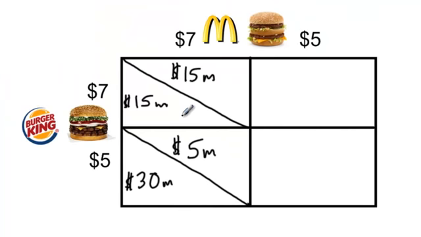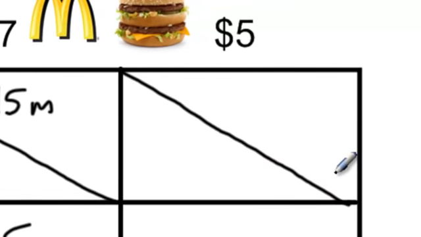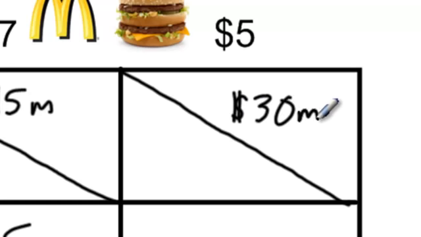Now what if Burger King had kept its price at $7 and McDonald's had lowered its price to $5? Let's look in the upper right hand corner and we'll show the payoffs that the two firms would enjoy if this were the case. Let's assume that the same thing happens when McDonald's lowers its price as did for Burger King when it lowered its price. If McDonald's unilaterally lowers its price, McDonald's can expect its total profits to increase to $30 million at the expense of Burger King, whose profits will fall to $5 million.